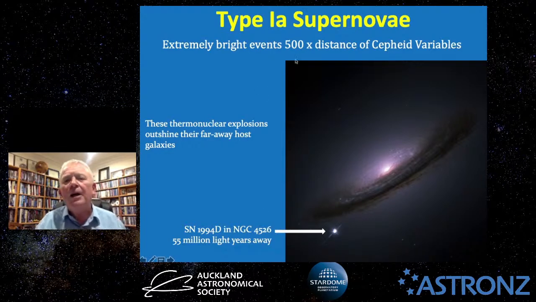They're useful whereby they can be seen accurately at 500 times the distance of these classical Cepheid variables. So we thought the Cepheids you could see out to 50 million parsecs. These babies, you can see them at 500 times that distance. Pretty amazing.